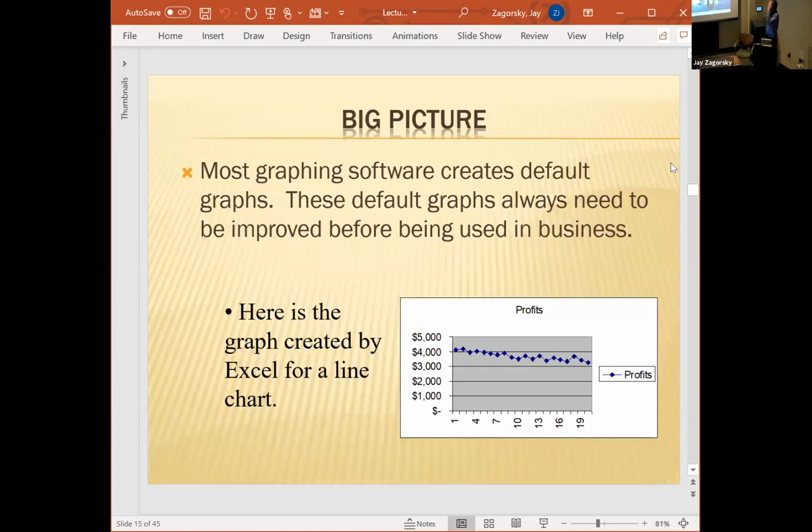Okay. Most graphic software creates default graphs. Excel is graphic software, and these default graphs need to be improved. Here is, in one version of Excel, the default graph for profits. There's a file called profits. I'm going to show you this exact same data graphed a number of different ways. First, don't use the default. Why? It says profits, profits. Am I stupid, stupid? Yes, yes. Don't repeat, don't repeat. Okay? Pretty straightforward.